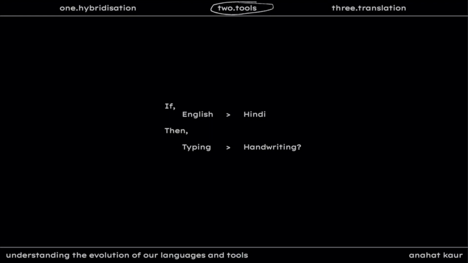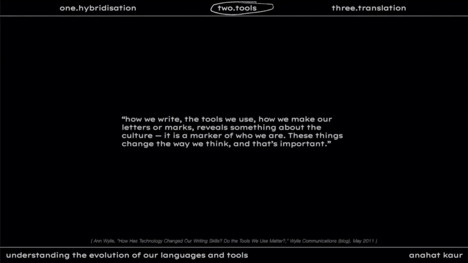According to Anne Trubek, in an interview with Newsday, she says, "How we write, the tools we use, and how we make our letters or marks reveals something about our culture. It is a marker of who we are, and these things change the way we think." What are then the effects of this engagement with our tools on our thoughts?